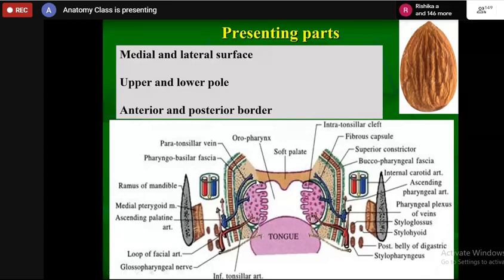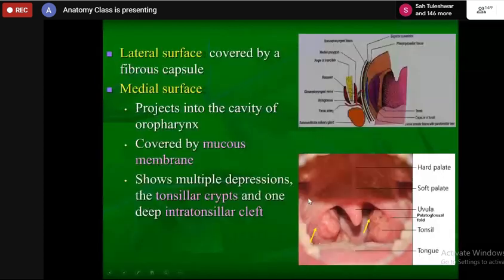Now, the main thing you have to remember over here is to see the medial surface and the lateral surface. Now, what is happening on the medial surface? We can see the crypts. Right? Those numerous ones are known as tonsillar crypts. Among those crypts, one is more prominent and bigger. This one is known as the intratonsillar cleft, or intertonsillar cleft. You can see over here also, this one is known as the intratonsillar cleft.